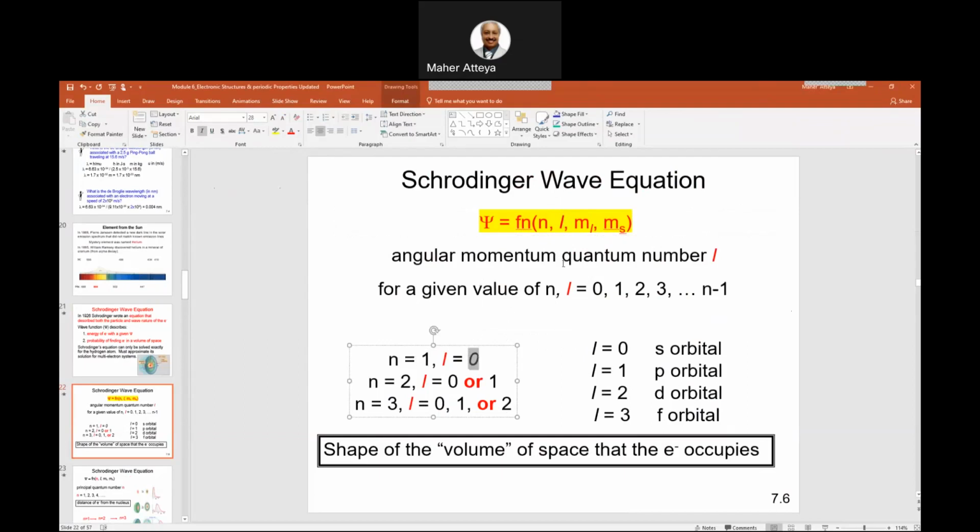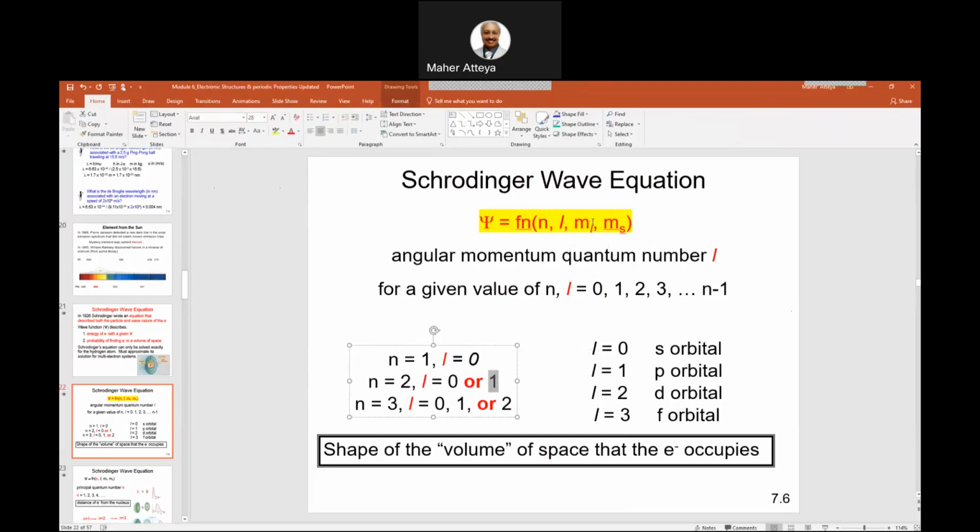Then you have the ml, which is very important, correct? If we have n equals 2, then how many values do we have? n minus 1 is 1, and we also have 0. So two cases for l.